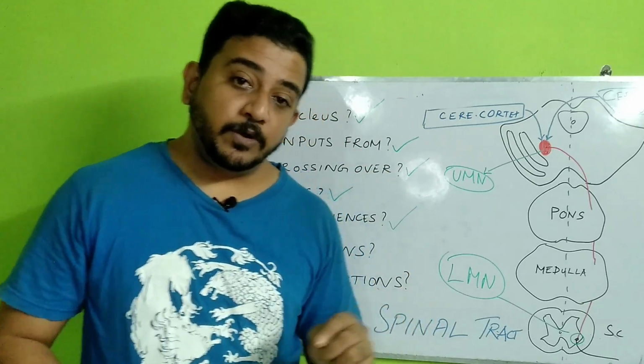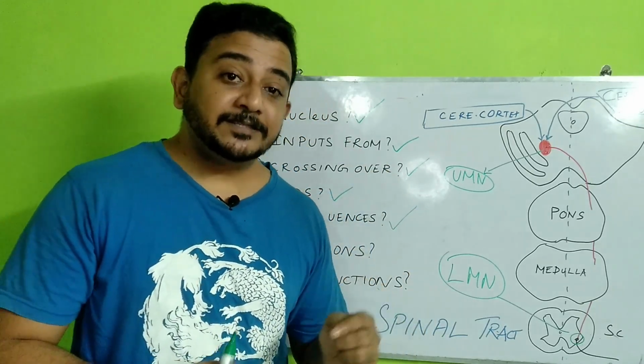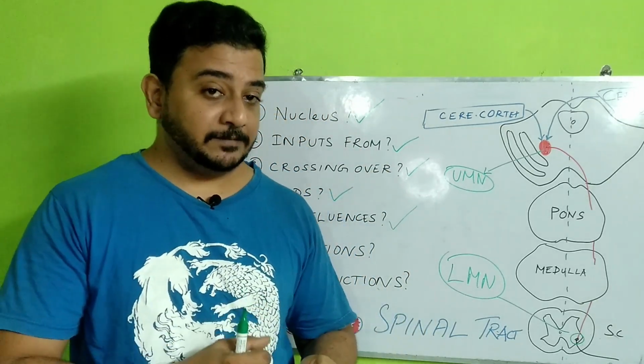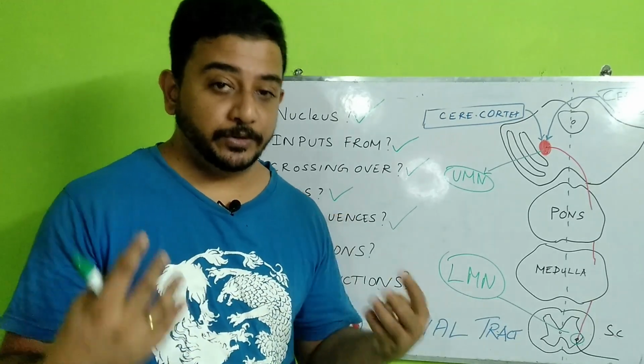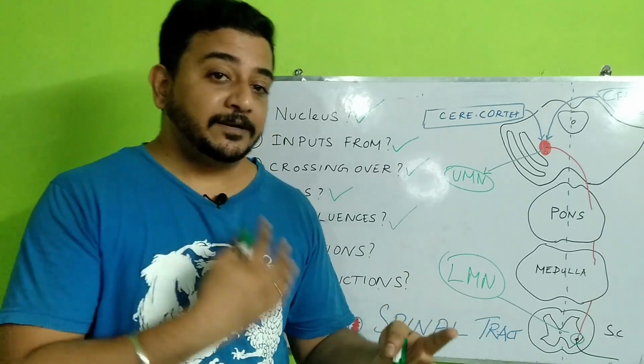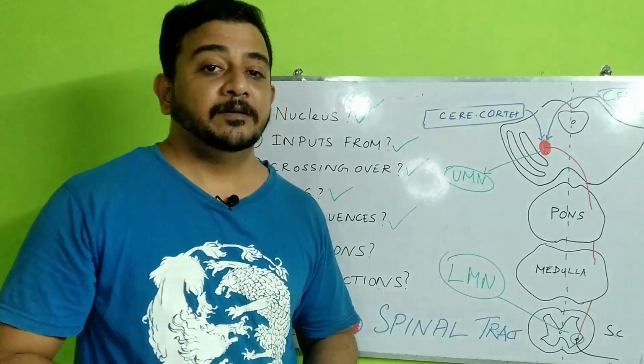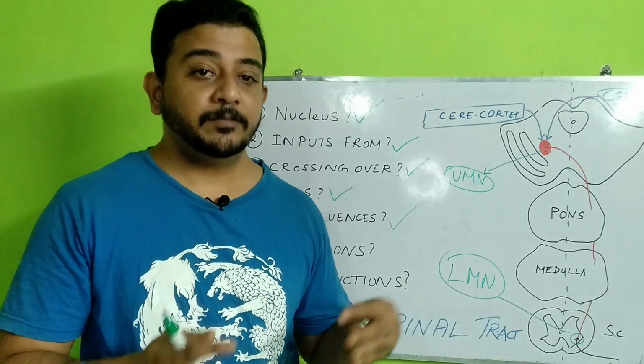And one more thing I wanted to add here is it influences the distal extremity muscles, particularly the elbow, wrist and the fingers, not the shoulder. So it influences the wrist, elbow and finger muscles more compared to the proximal.